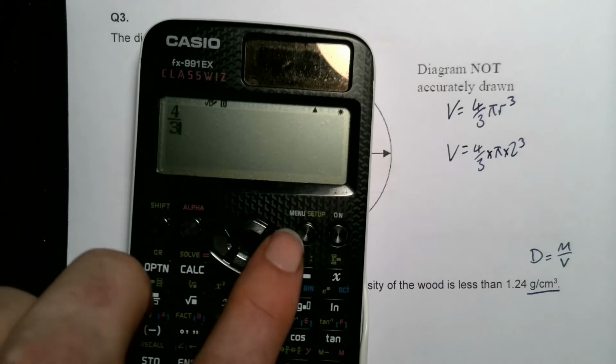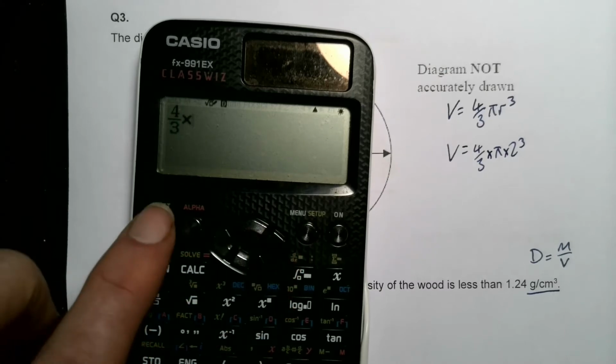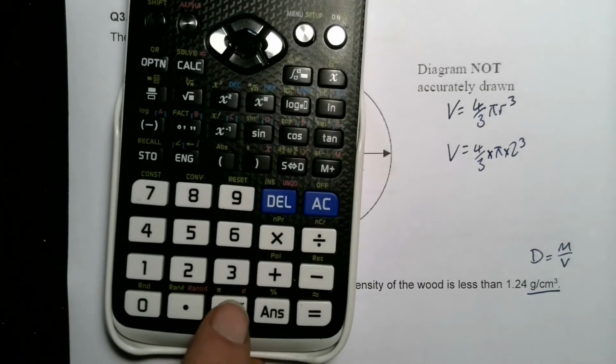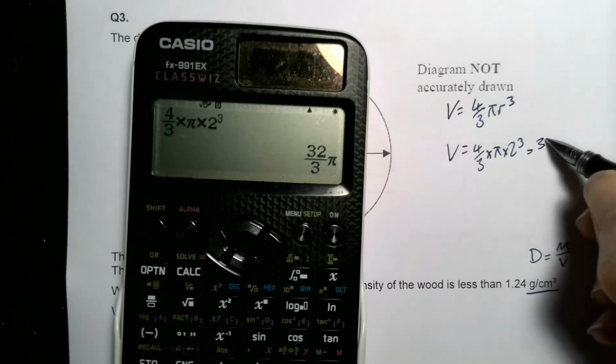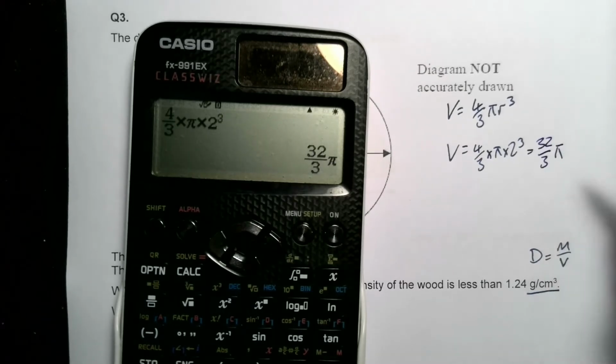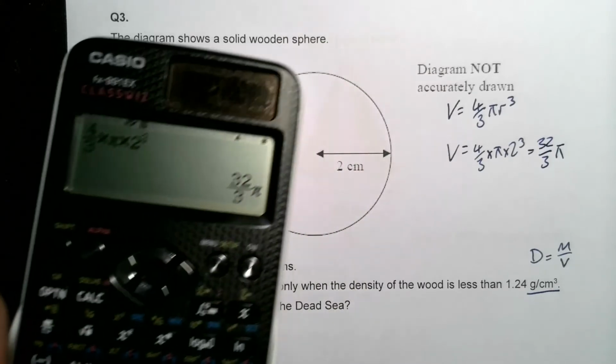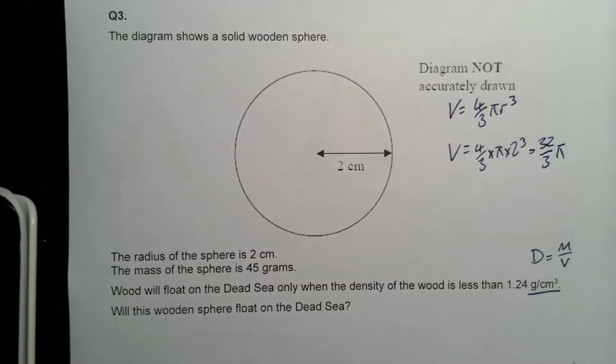Just use your fraction button, and then times pi, which is shift and the button down there at the bottom, times 2 to the power 3, press equals, and it gives you 32 over 3 pi. Now there's no point finding out what that number is as a normal number by pressing S to D yet. We're going to use that inside it.